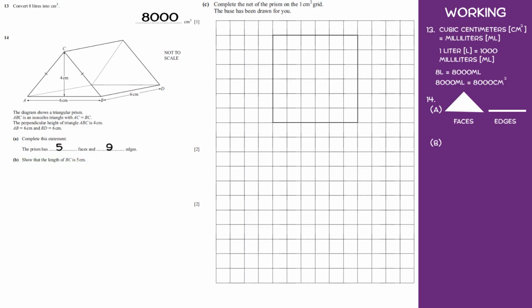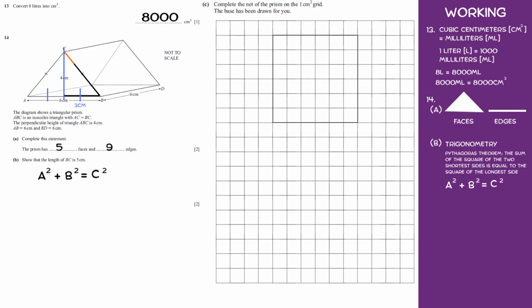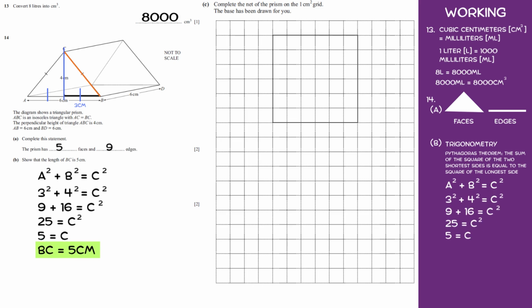The easiest way to solve this problem is by understanding trigonometry. As we already know, using the Pythagoras theorem, the sum of the square of the two shortest sides is equal to the square of the largest side. Since line C cuts the triangle exactly halfway, this line is half of AB, which is 3 centimeters. Therefore, we can use the formula to find this length, which is simply 5 centimeters.